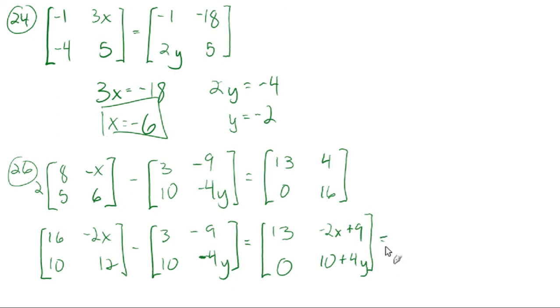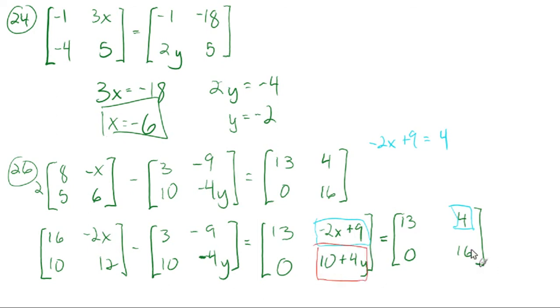Right? And the combination of those two matrices needs to be equal to this, so we'll write that. It needs to be equal to 13, 4, 0, and 16. We're on the right path because we see 13 and 13 are the same, 0 and 0 are the same, they need to be the same. But then also this part right here needs to be equal to this. So negative 2x plus 9 needs to be equal to 4. And this entry here needs to be equal to that there. So 12 plus 4y needs to be equal to 16.